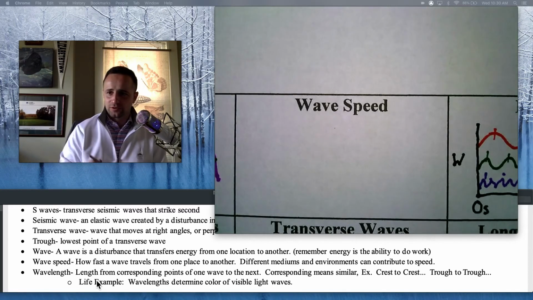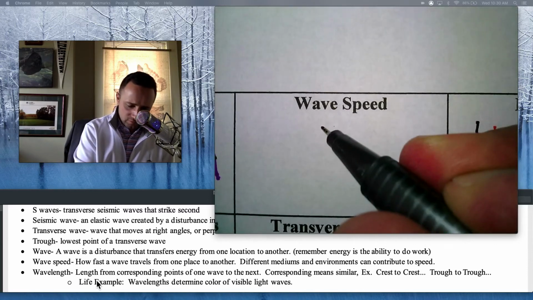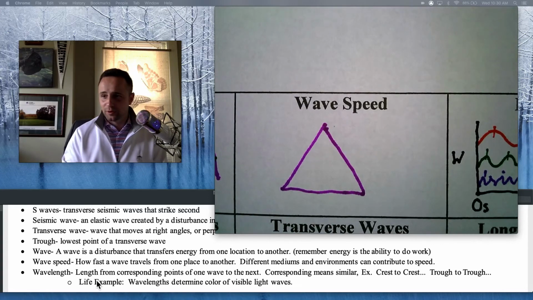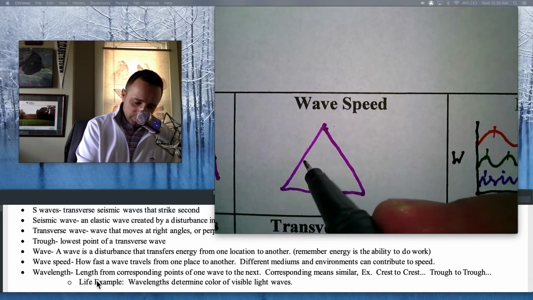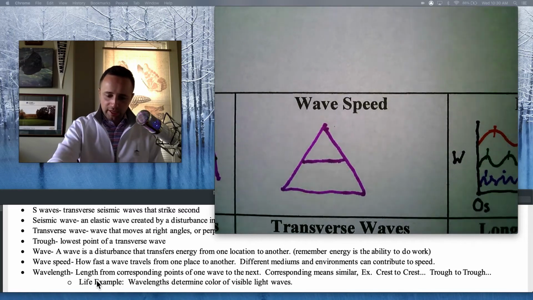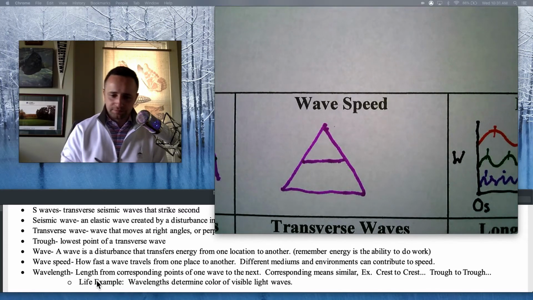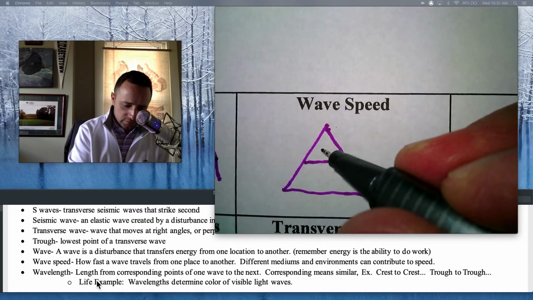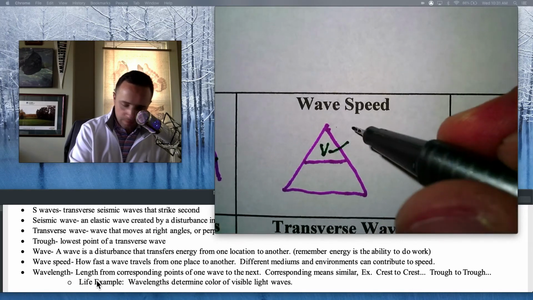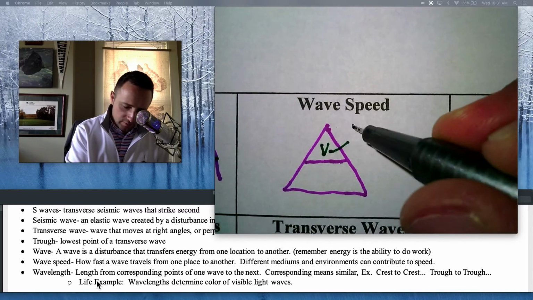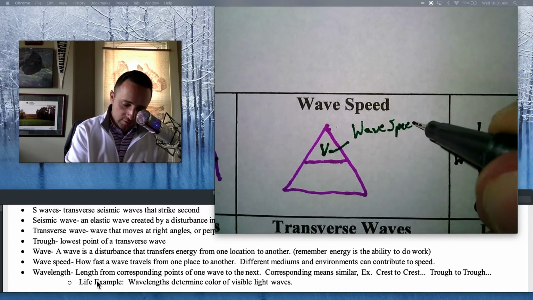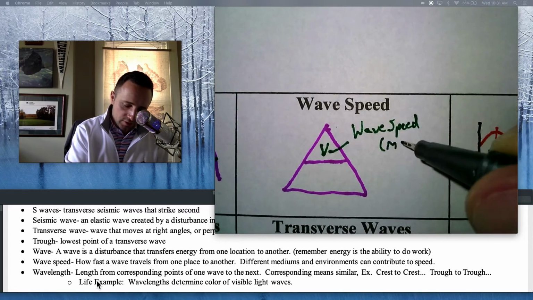So I'm going to draw one of those triangles because it's a 3 variable equation. I'm going to put the little line here. And wave speed, we can also call it wave velocity. So at the top of the triangle, put a V for wave speed. So wave speed, or wave velocity, is measured in meters per second.